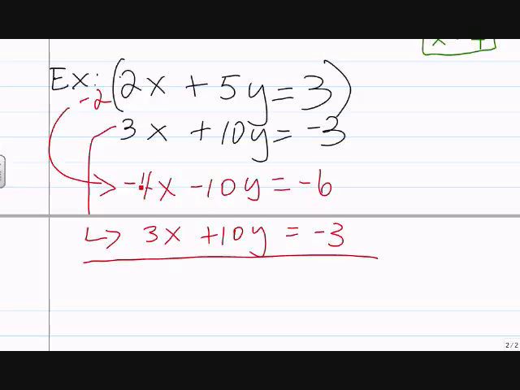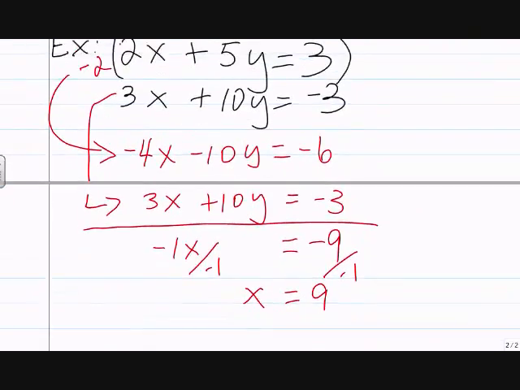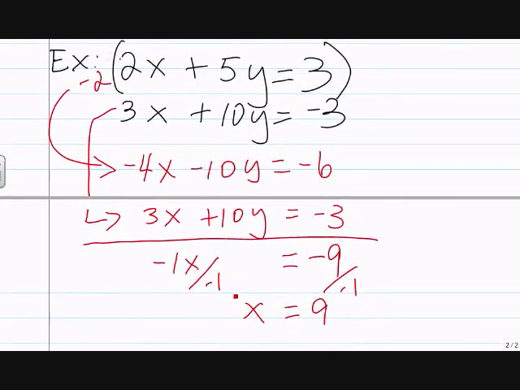Okay? So now I got to be careful in my additions. -4x plus 3x is -1x. -10y plus 10y is 0 y's. The y's are eliminated. Equals -6 plus -3 is -9. Divide both sides of this equation by -1, and -9 divided by -1 is +9. Now I've got my x solved for.